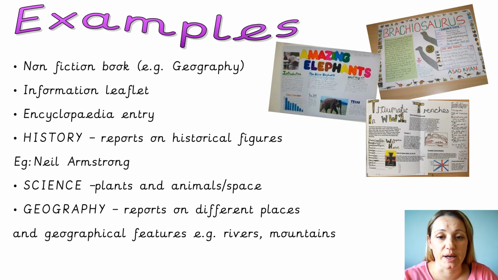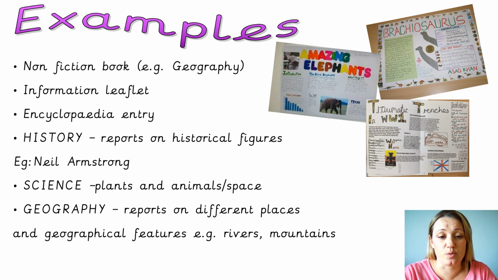There are some examples here of where you might find a non-chronological report. You might find them in the non-fiction section of the library, so geography books, history books, science, things like that. You might find them on an information leaflet, so if you went to the zoo, you might find an information leaflet on a particular animal. In the encyclopedia, you might find one there, which is like sciencey type stuff. In history, you might have a report on a historical figure, so you might have a non-chronological report about Neil Armstrong, for example. In science, you might find something about animals or space, things like that.